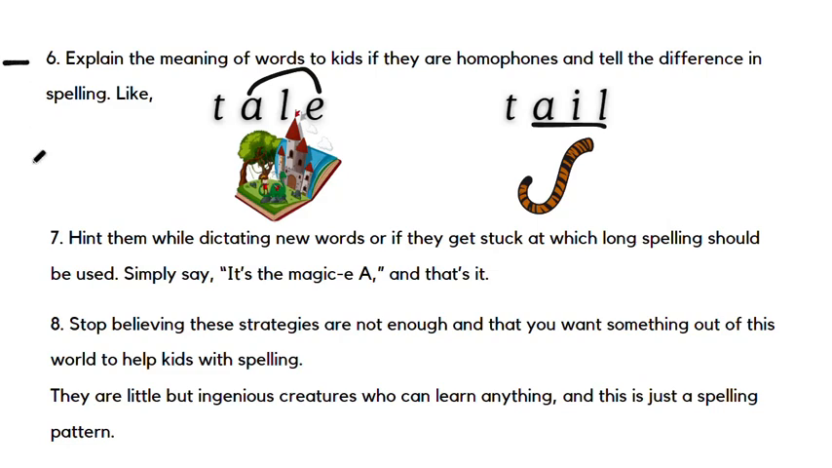Okay? Next is hint them while dictating new words. For example, if you are dictating them a word that is main and they have never heard it before, okay? So you need to hint them to write main with a magic E. So when you say main with a magic E, they will understand, or they should understand, how to write it. The only clue that you should give is a magic word.